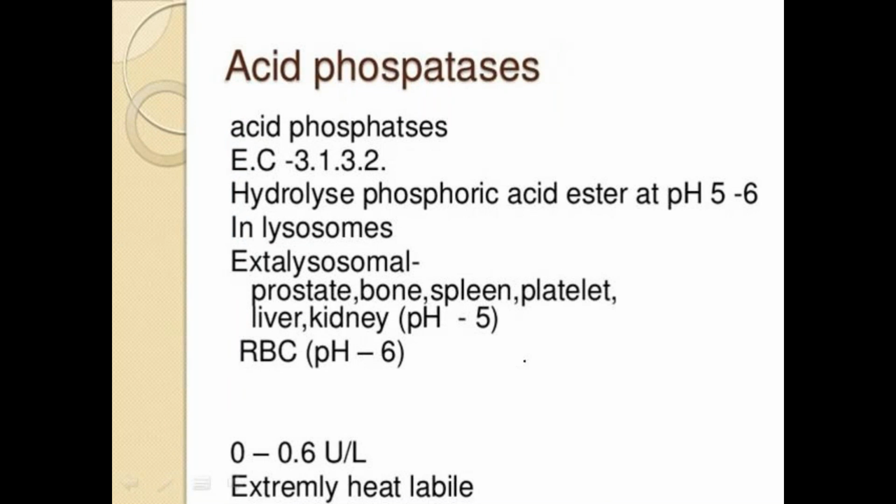And next coming to the acid phosphatases, this acid phosphatase is mainly associated with the disease called prostate cancer, and this is a marker for prostate cancer. That means the main organ responsible for this enzyme activity is the prostate, and elevated levels of this enzyme mean prostate cancer. It is also present in bone, spleen, platelets, liver and kidney, and it occurs in the form of acid phosphatases, which cause the hydrolysis of phosphoric acid esters at pH 5 to 6 in lysosome.